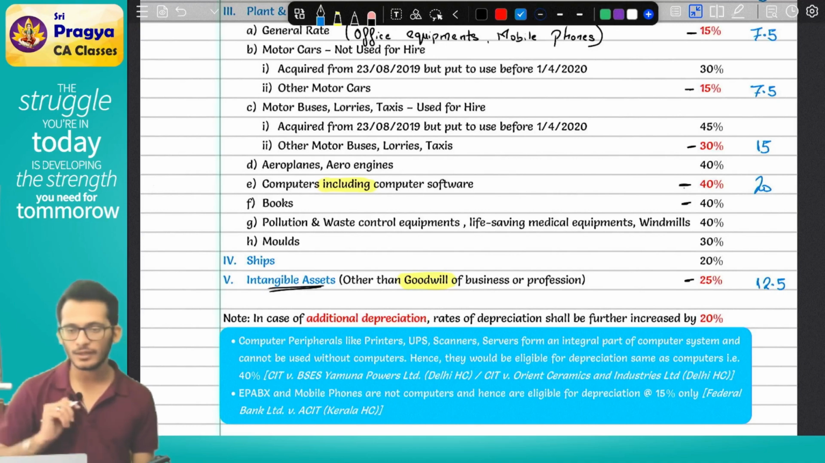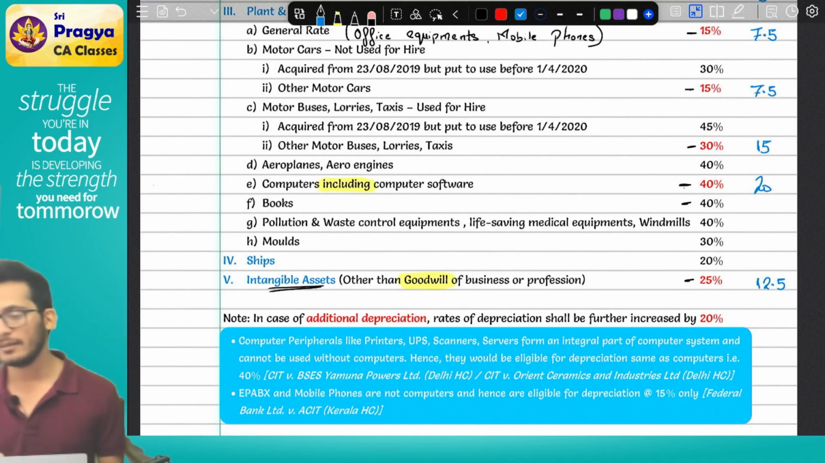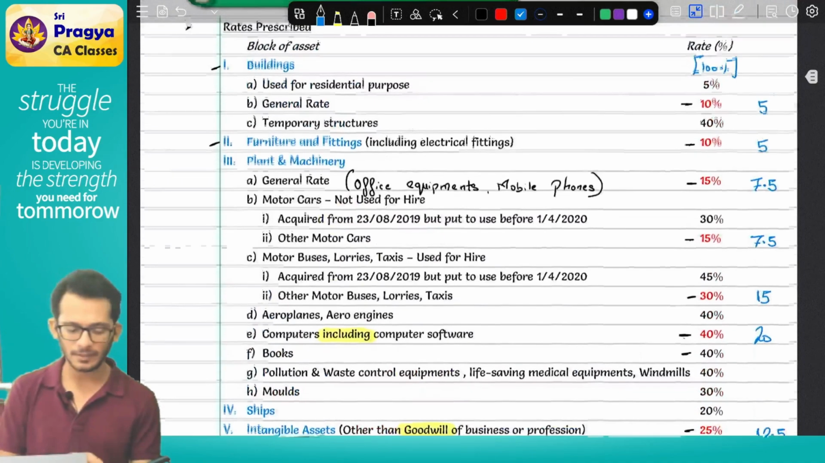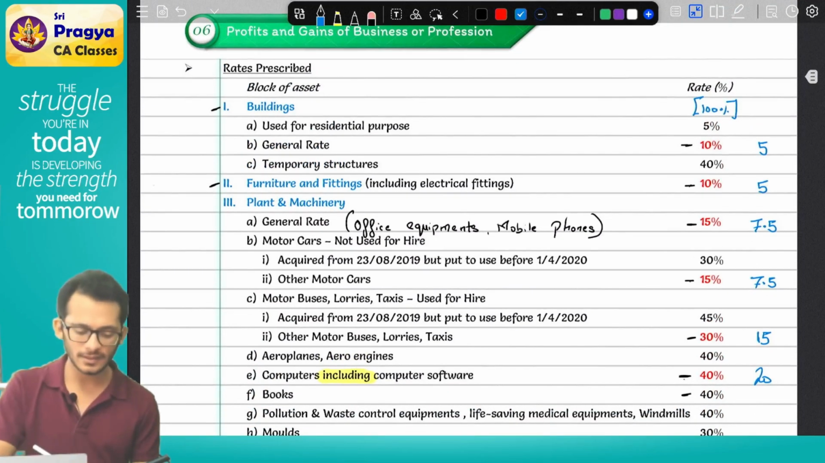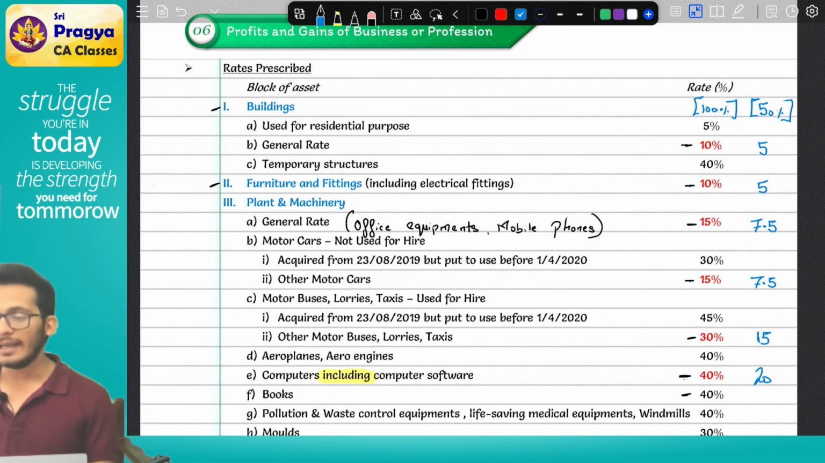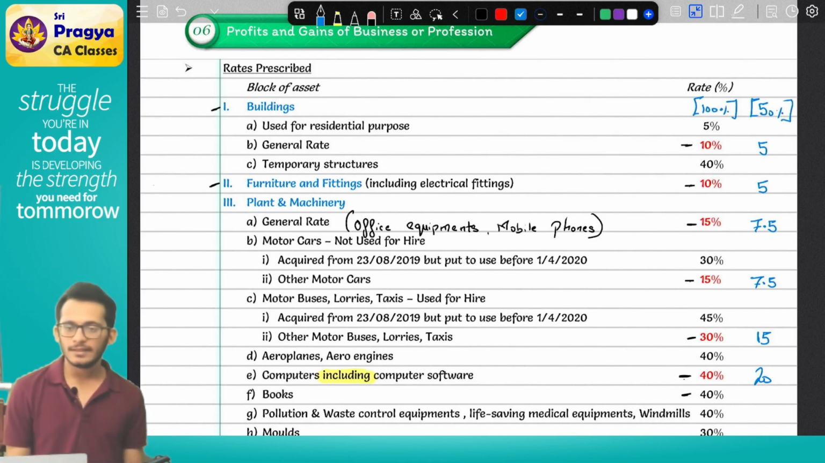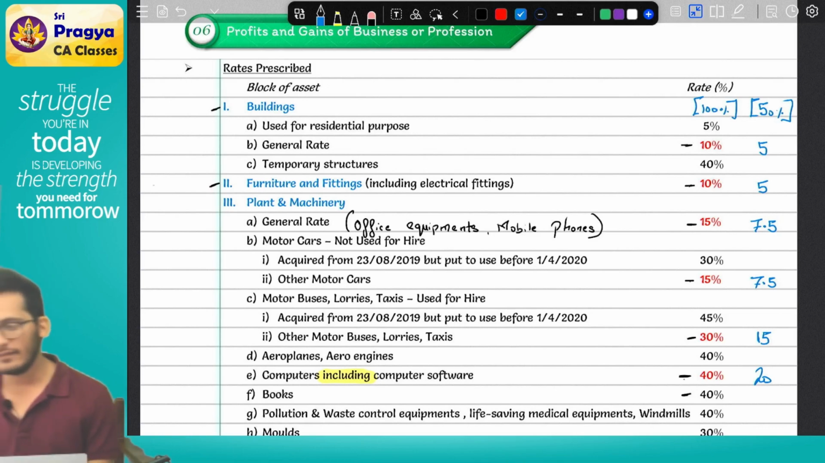Yes, this is what income tax says. The rates which are given to you are the 100% rates. You have to also consider the 50% rate only if you put the asset to use for less than 180 days.